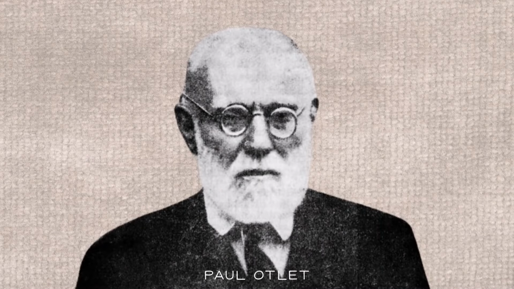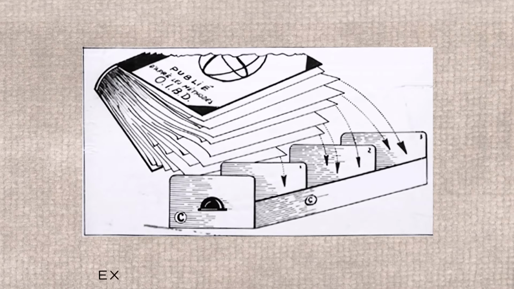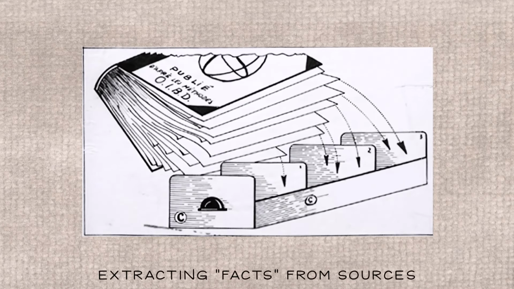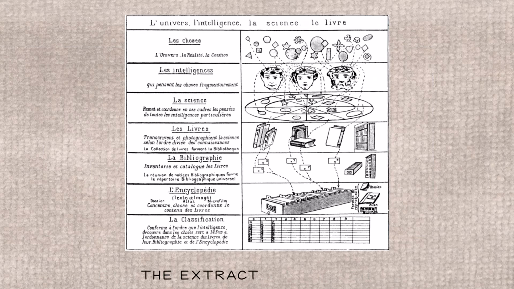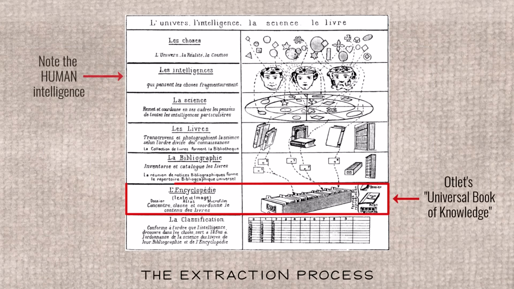A different European documentalist, the lawyer, statesman, and bibliographer Paul Otlet, had his own bold vision. More than a century ago, he extracted and classified millions of facts from information sources into an amalgamated, decontextualized, universal book of knowledge.